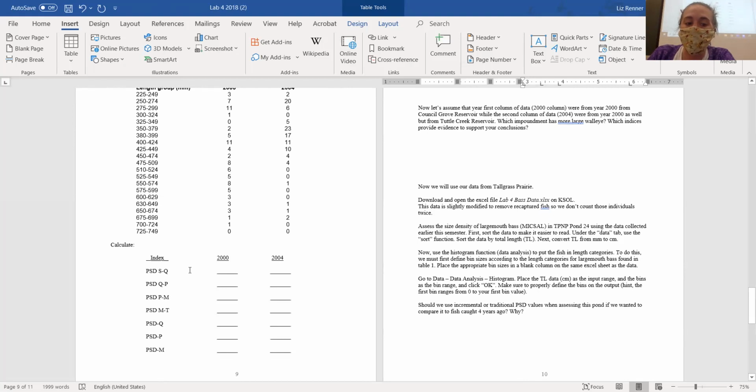So we're going to be doing both, right? See at the bottom where it's asking you to calculate the PSD S through Q, Q through P, P through M, and M through T, that's the incremental. First you're going to calculate the incremental ones, and then in the blanks below, you're going to calculate the traditional.